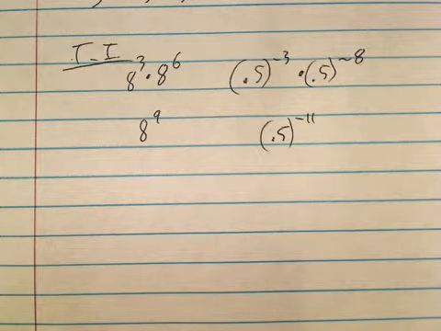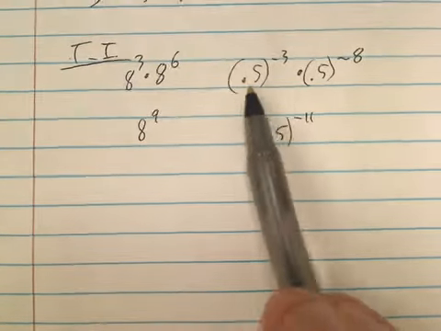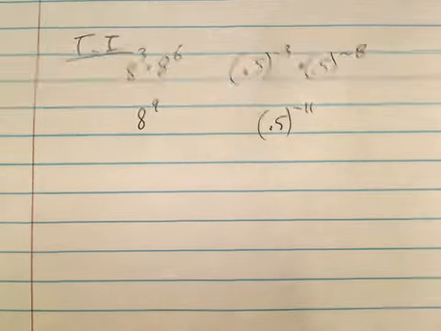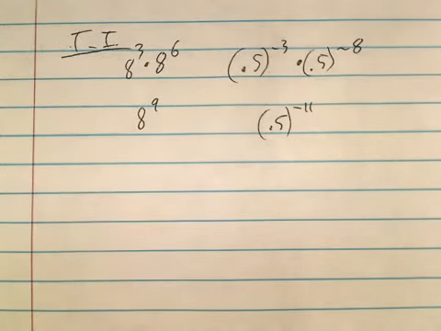Okay, so those are my answers there. I added those up and I got those. It doesn't matter what the base is. The base could be anything. I have 0.5 there. It could be pi to the negative third times pi to the negative eighth. Just keep whatever the base is as long as it's the same.